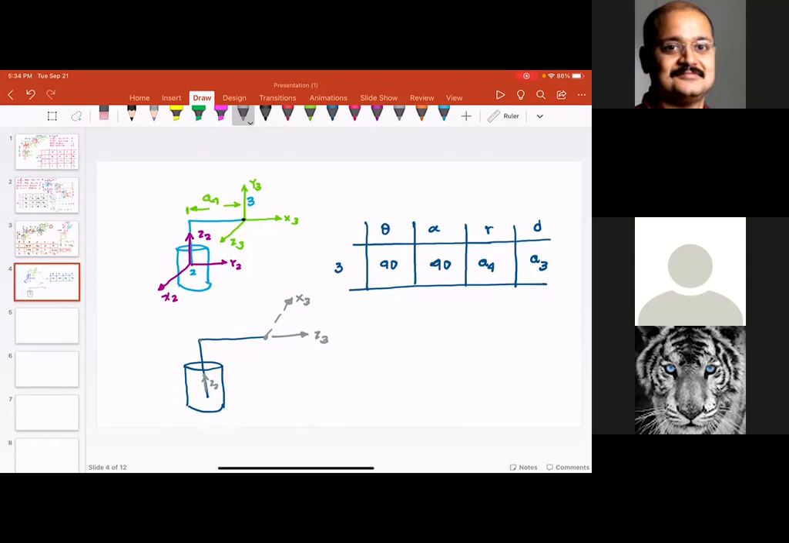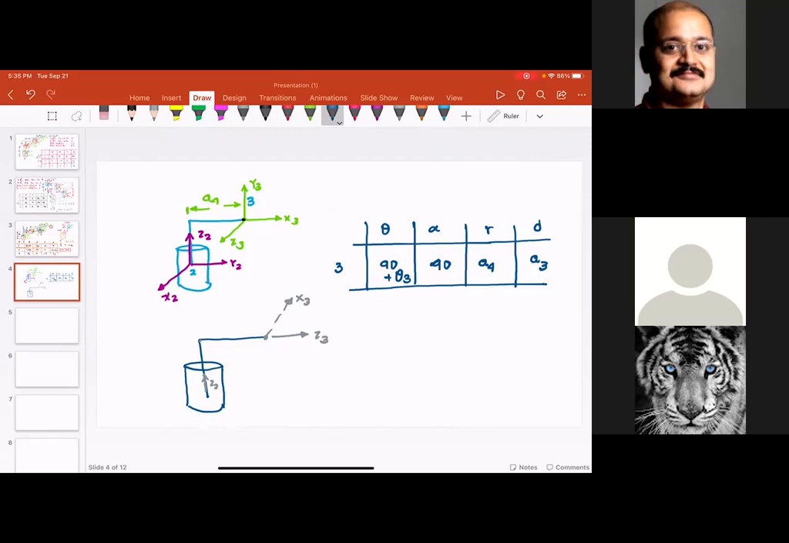Yeah, student: theta 3, 90 plus theta 3. Which one are we talking about? Oh, yeah. 90 plus theta 3, correct. So 90 plus theta 3. Yeah, okay. Okay. Any other questions here?